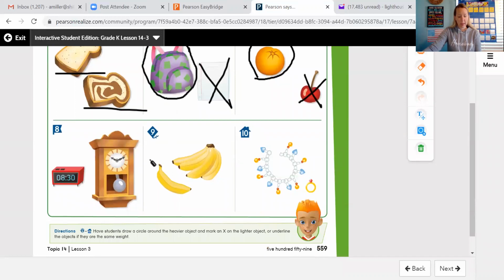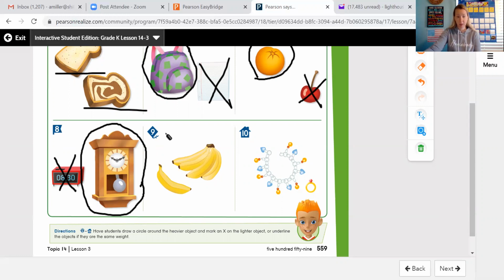All right, number 8, we have a small alarm clock or a larger grandfather type clock. Which one do you think would be heavier, or would they weigh the same? Think about that for a minute. If you said this bigger clock is heavier, you would be correct, and the smaller clock would be lighter. So like I said, some of these are kind of hard. You just have to think and make a guess on what you think is the best answer because we can't actually weigh them.